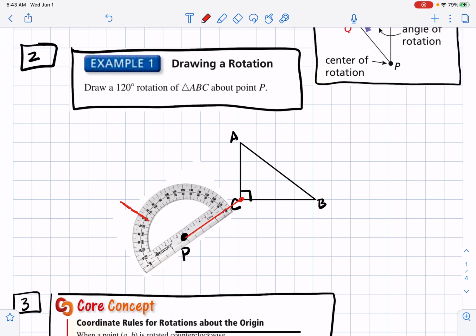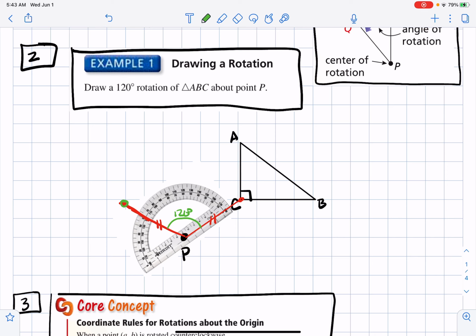Okay. And then I would measure the distance from P to C, and I would draw that exact same distance over here from P to C. So that right there is a rotation of 120 degrees. And then I would do the exact same thing for A and for B. So this would be point C.